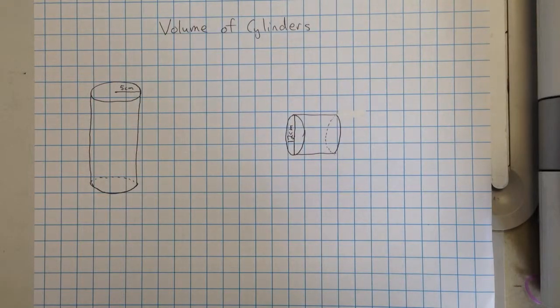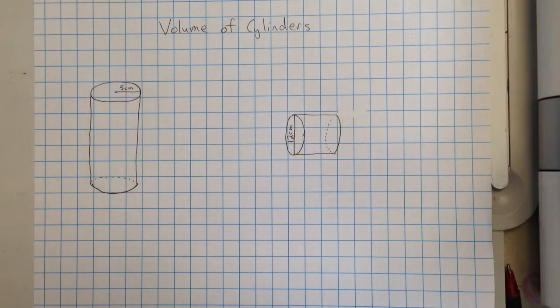Okay, so this is going to be the third and final volume that we're going to be finding in sixth grade. And this is a volume of a cylinder. So we've already looked at volumes of rectangular prisms and triangular prisms. And it actually follows a very similar method.